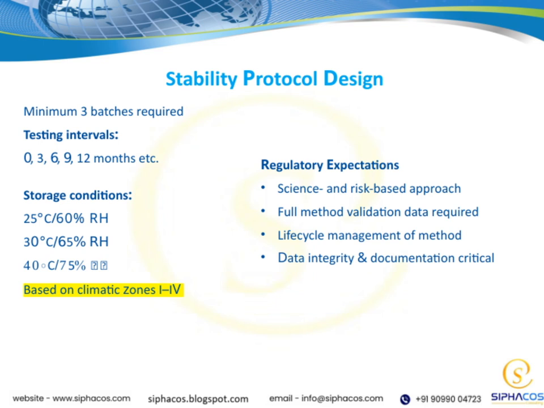Now, regarding the stability protocol design, we typically test a minimum of 3 batches. This helps us assess consistency and robustness across different production runs. Testing is done at various intervals, initially at 0 months, then at 3, 6, 9, 12 months, and so on, to monitor stability over time.